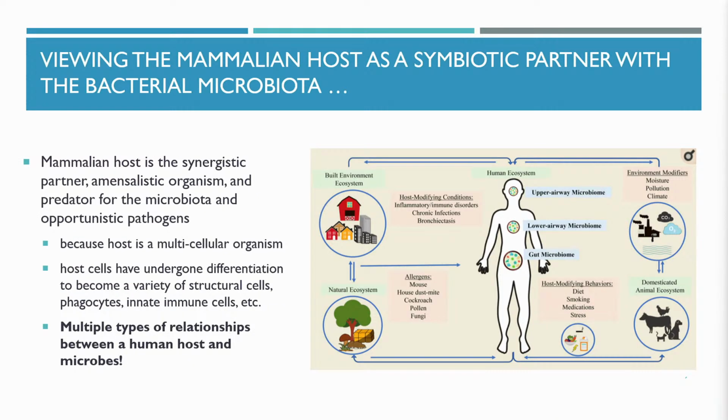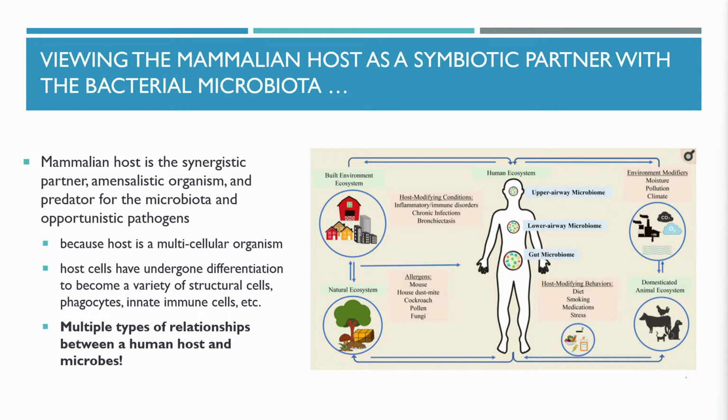So back to this ecosystem map, when we apply these concepts to the relationship between humans and microbes, we find that many of these same relationship types work in important ways, and we really need to study them to understand them. So for humans and microbes, there are multiple types of relationships working at the same time, like I said last week. And so the mammalian host can be synergistic with the microbiota, it can be amensalistic, it can be a predator for the microbiota. So all these different relationships can exist and work at the same time.